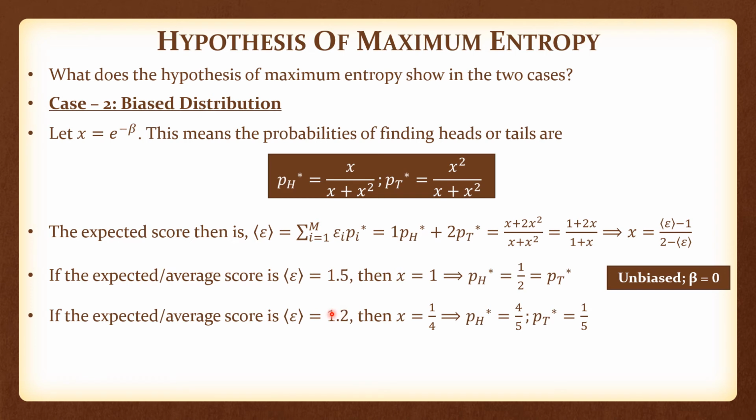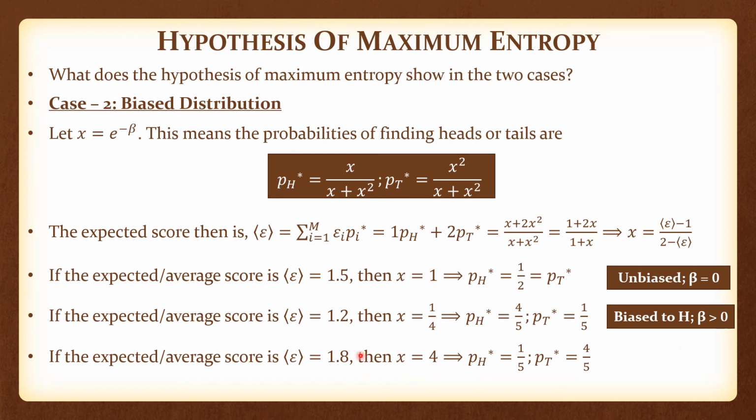Okay. So what if this is biased and your average score is 1.2, which means you are likely to get 1 more than 2, which means you are likely to get head more than tail, right? So you can substitute: 1.2 minus 1 is 0.2, 2 minus 1.2 is 0.8, so that's 0.2 by 0.8, so x is equal to 1 by 4. That means the probability of finding a head is 4/5, 80%. The probability of finding a tail is 1/5 or 20%. This is biased to head and beta is greater than 0. Okay, so that is what we are finding out.